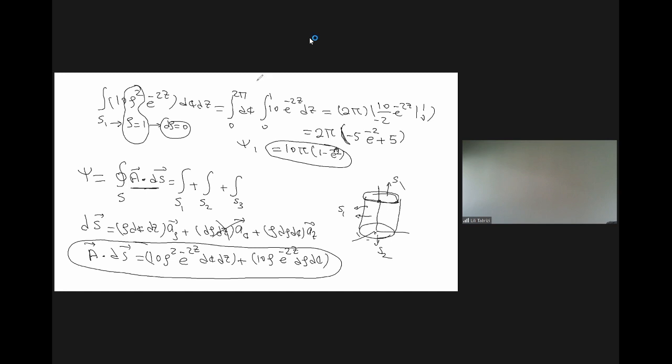Let me write this one. So psi 1 is equal to 5 times 10 pi 1 minus e to the minus 2. Thank you.